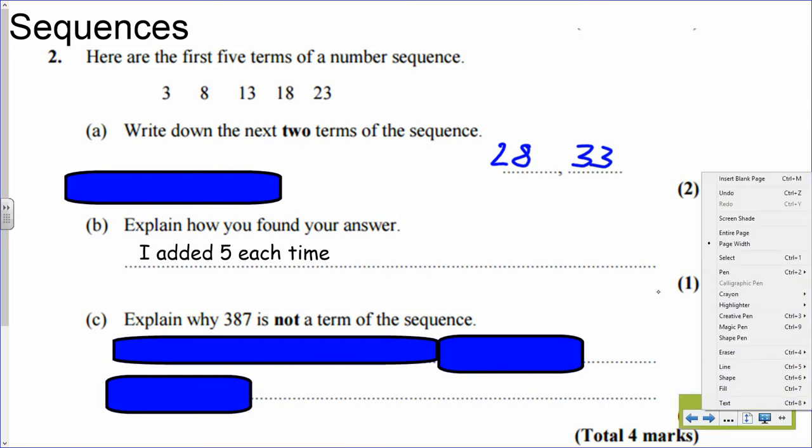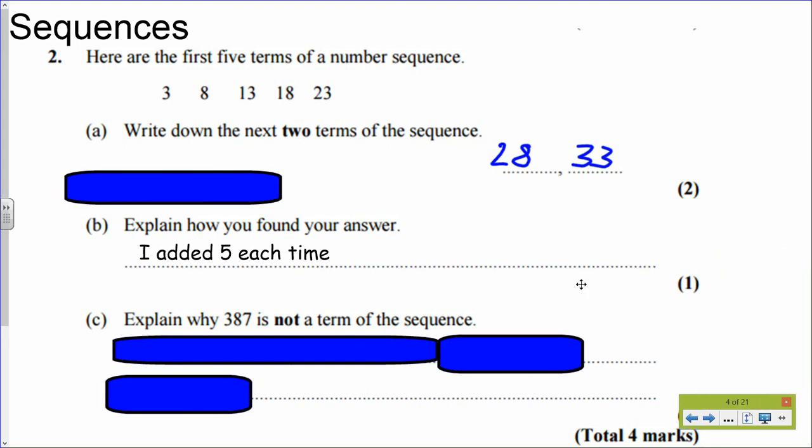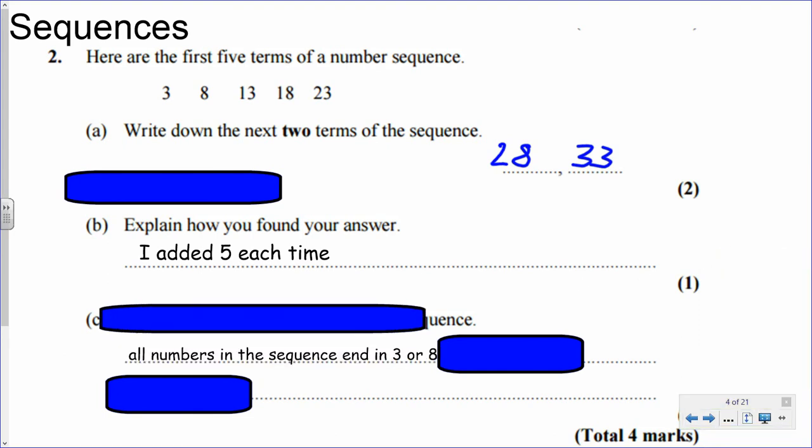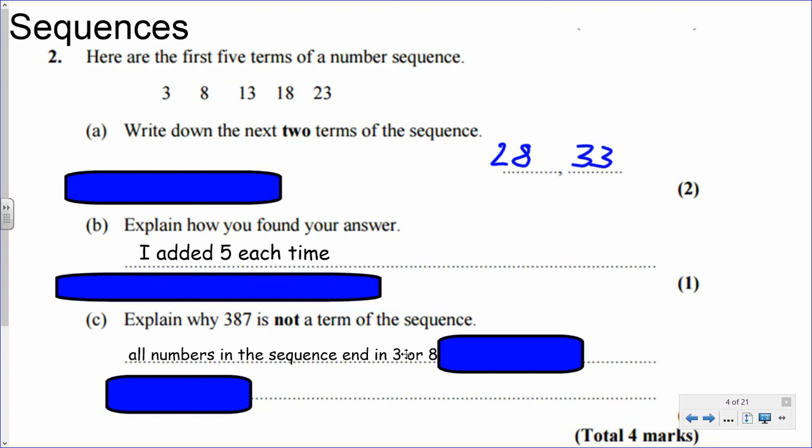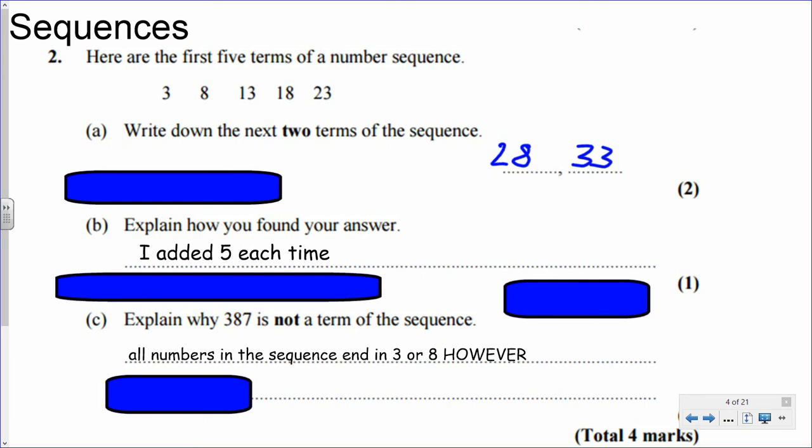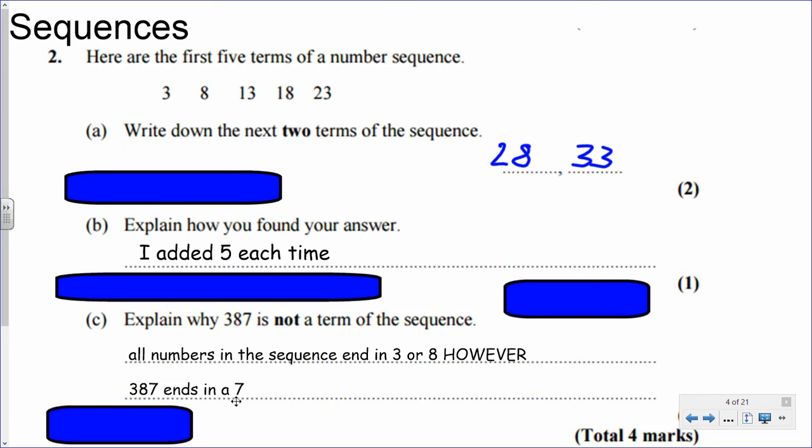Okay. Next section, explain why 387 is not a term of the sequence. Again, nothing too difficult there because it would be early on. So here we go. All numbers in the sequence end in 3 or 8. However, I must put this bit in. However, 387 ends in a 7.